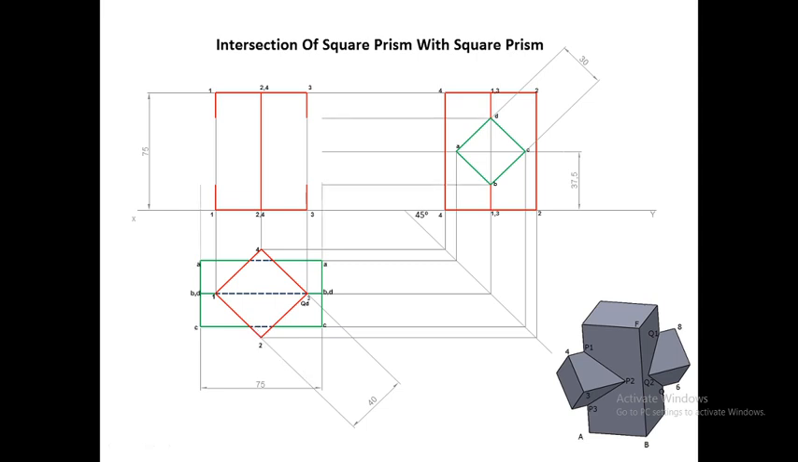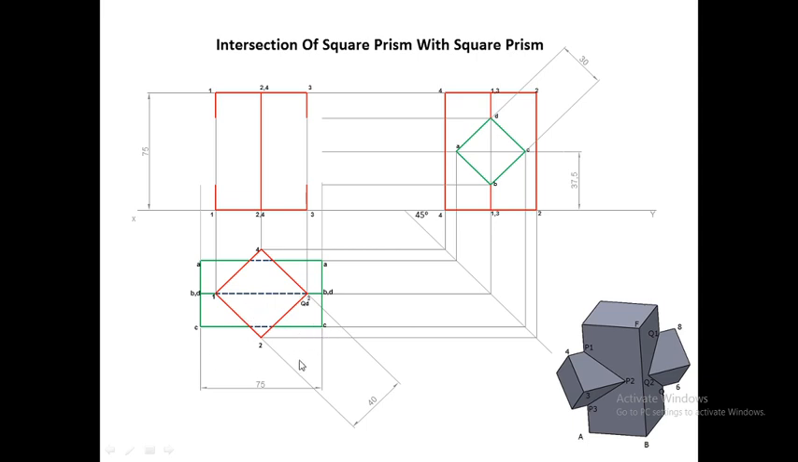Now we have marked the edges. The first edge is A. So A to A represents the first edge of the horizontal square prism. The second edges B and D will coincide with each other, so edge B to B and D to D, and the last edge is C to C.